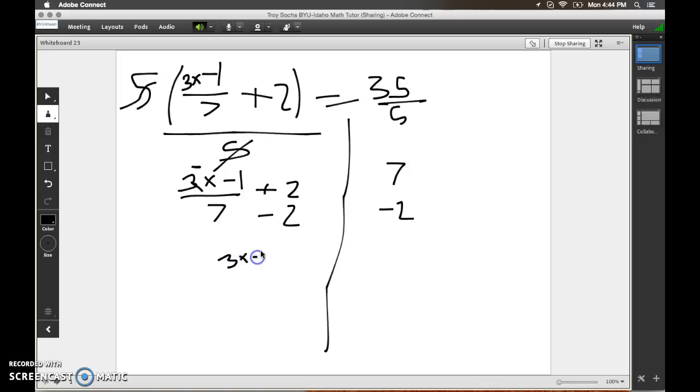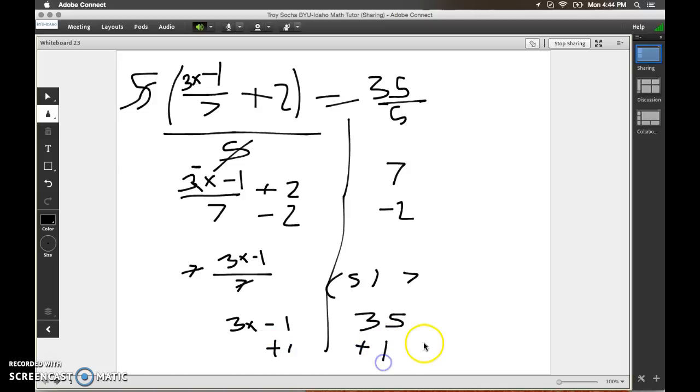3x minus 1 over 7, and that equals 5. We're going to multiply by 7, because we have a 7 on the bottom. Now we're going to say, well, that's 35 on this side. And 3x minus 1. And then we add 1. So now we're left with 3x equals 36. And then divide by 3. And that will give you your answer.